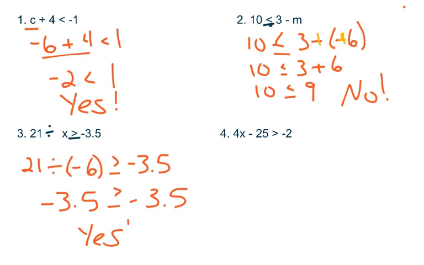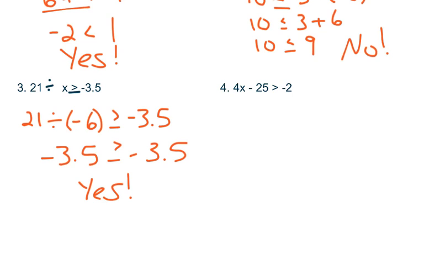This is a yes. Now, kind of going off on a tangent here, let's just say I had negative 3.5 is greater than negative 3.5. If I don't have the or equal to sign underneath my inequality, this would be a false statement.